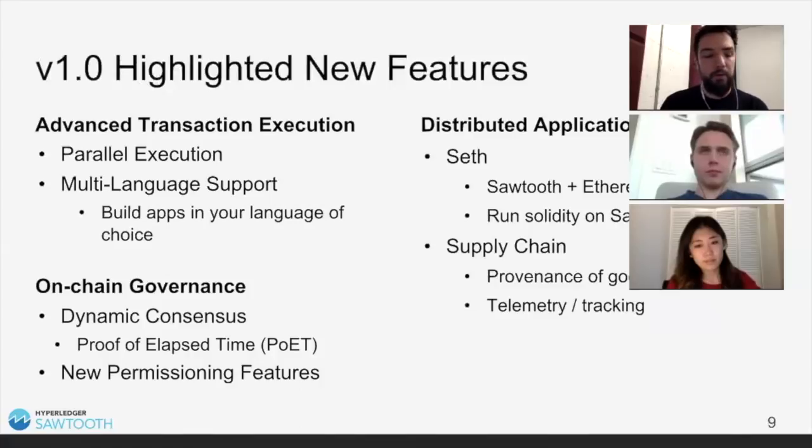And then there's also a few distributed applications we have as part of the core code. One of them is Seth, which is pretty excellent, actually. It's a runtime environment for Solidity code. So you can actually run your Ethereum smart contracts on Sawtooth by using the Seth transaction processor. And supply chain is a platform for supply chains. It tracks the provenance of goods, as well as things like telemetry information, temperature, stuff like that.